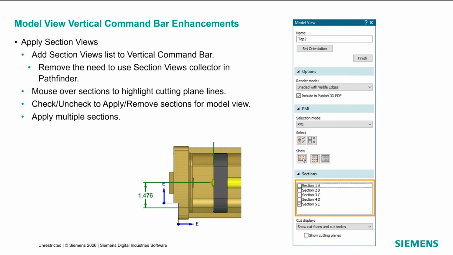Section views. From VCB, now you can select the section views to be included to any of your views that you have selected or it's active on your screen, any of your model views. All you have to do is edit into that model view and just select which of the sections you want to include into that model view. Again, this is a huge time saver.